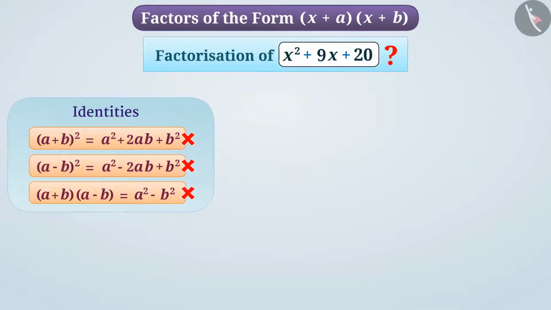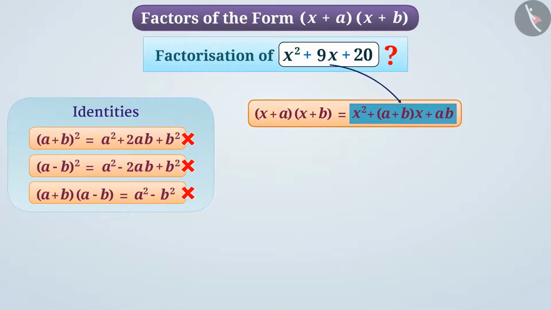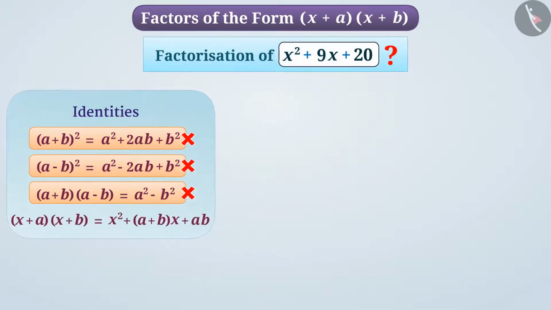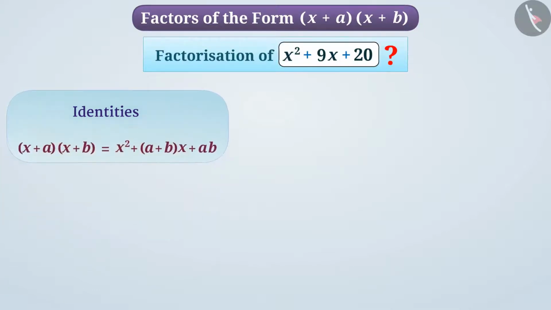Here, we will use this identity. If the expression corresponds to the right side of this identity, then its factors correspond to the left side of the identity. This is the fourth identity of algebraic expressions that we have studied earlier. Let's try to arrange this expression.